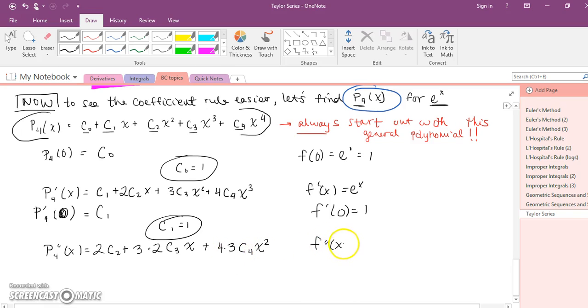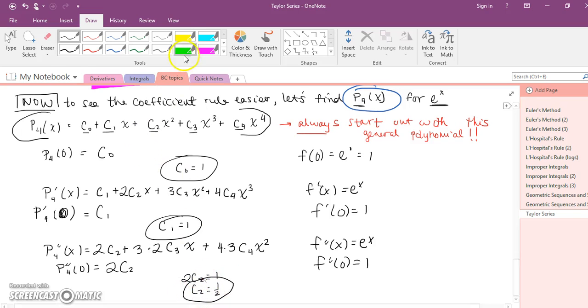f double prime of x is e to the x. p double prime sub 4 of 0 plugs 0 into my polynomial approximation. Everything zeros out except for 2c sub 2. f double prime of 0 is e to the 0, which is 1. 2c sub 2 is 1, meaning c sub 2 is a half. Those are my first 3 coefficients. So I'm done with this one, and this one. I still have these 2 to go.